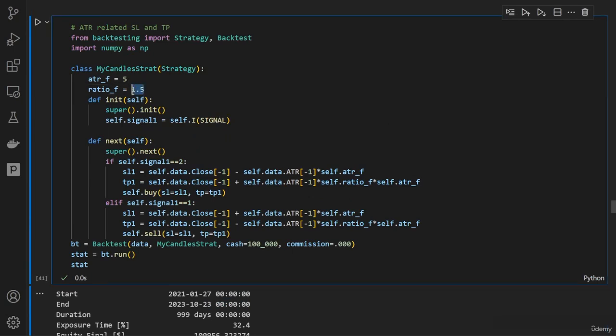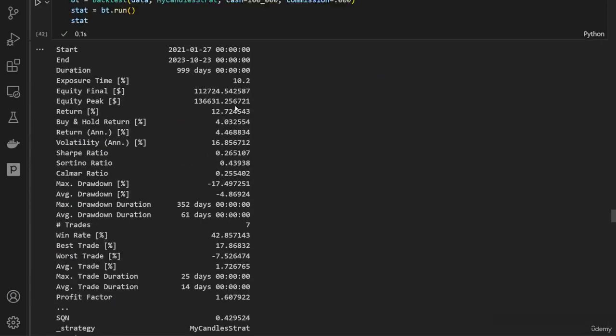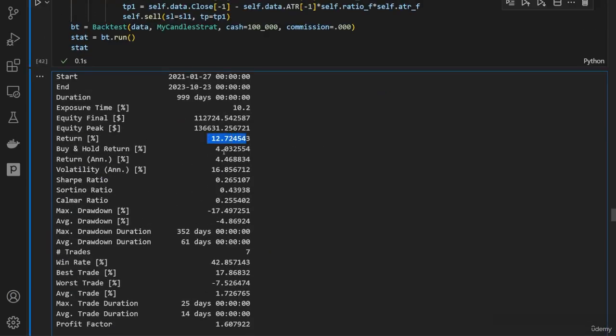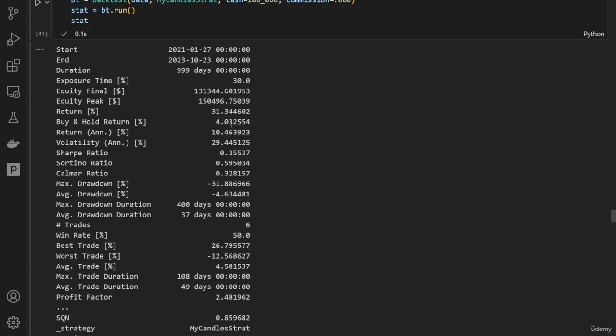Okay, maybe if we change the ratio to 2 and the ATR to, I would say 2 as well. Could we get any closer to the previous results? Now we have 12%. It doesn't look very promising from my side. So we have 31% here, but I'm not sure it's going to beat the other ways of trade management.